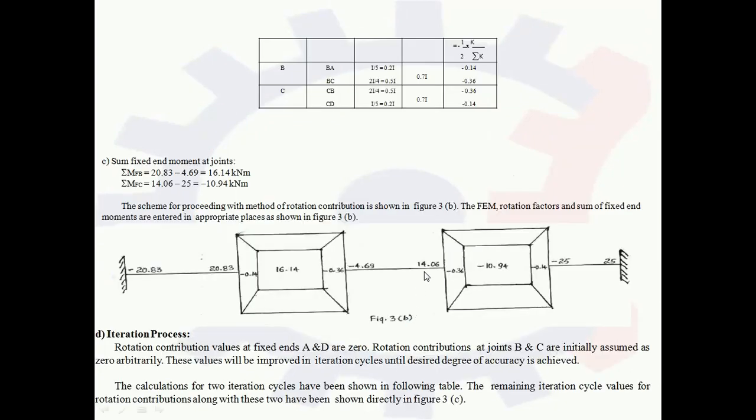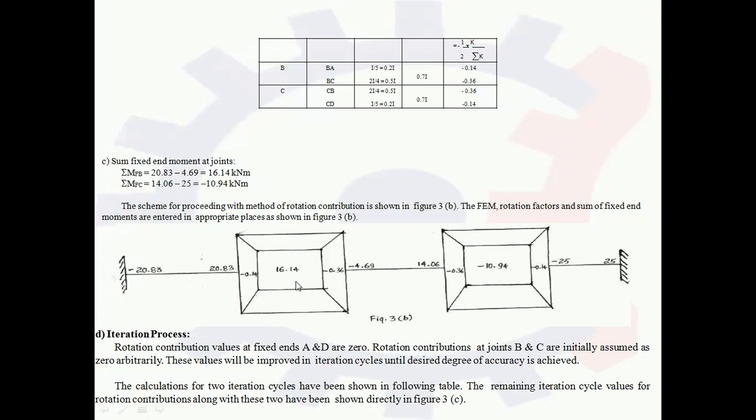Now fixed moment CB is given 14.06. Fixed moment CD is given minus 25 above the line, and fixed moment DC is written above the line, that is 25. Now in this diagonal, if the joint consists of 4 members, then these 4 diagonal boxes or portions we have generated, we have drawn.